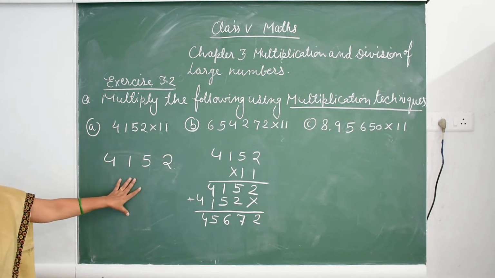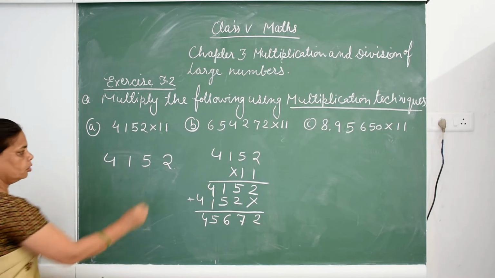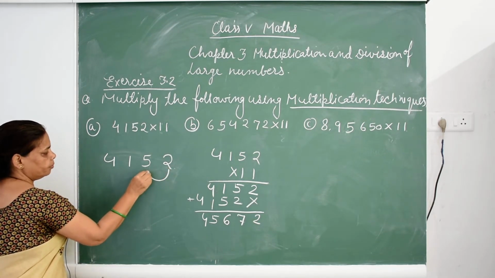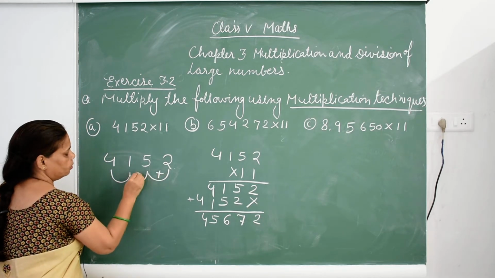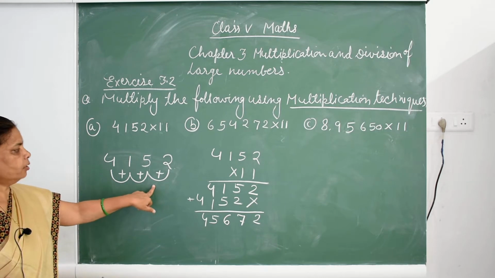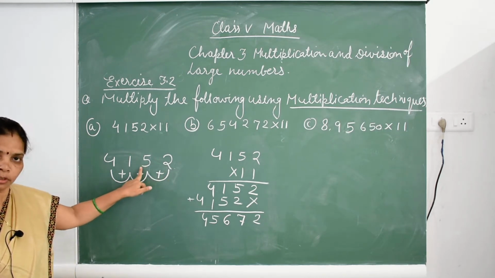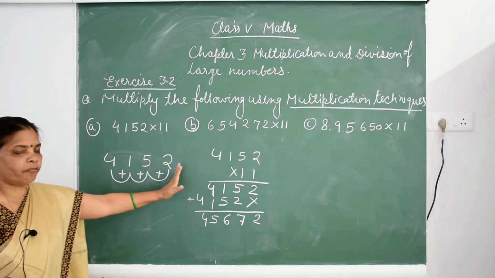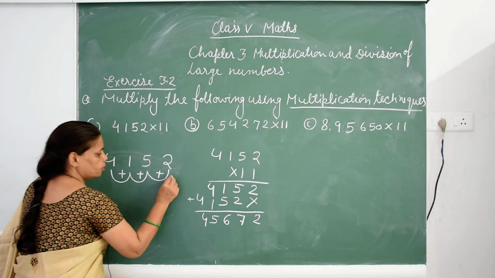Children, in this method we do the multiplication by adding each digit to the next digit. So see, always remember that you add every digit to the next digit. In the first step, start from the ones place. So the first digit you write as it is.